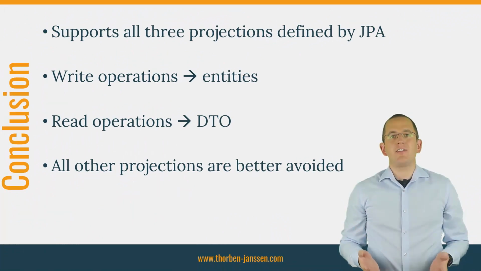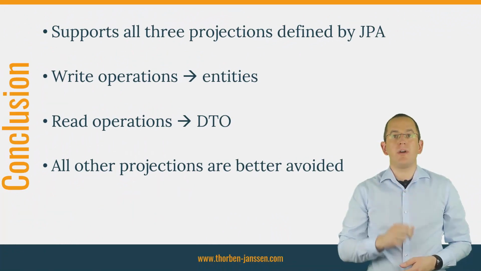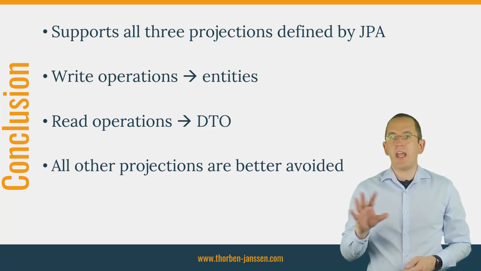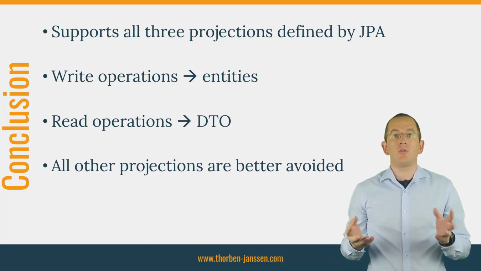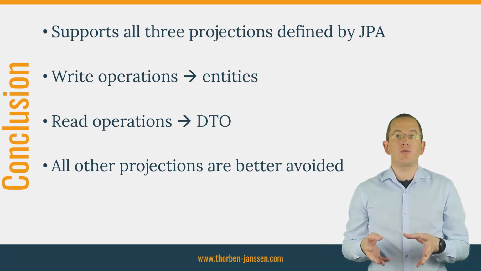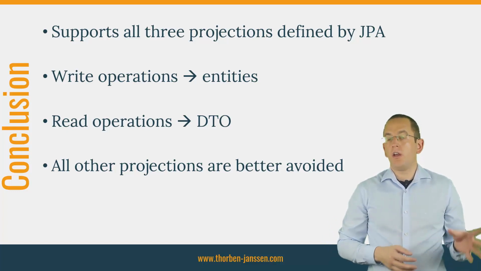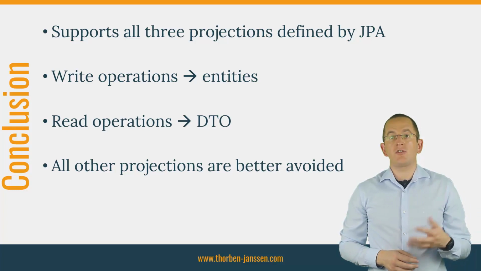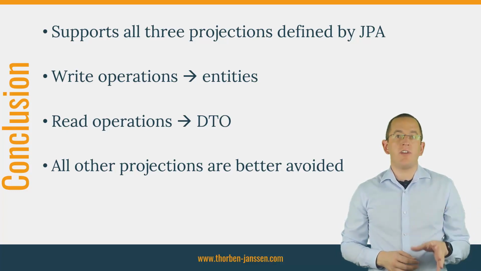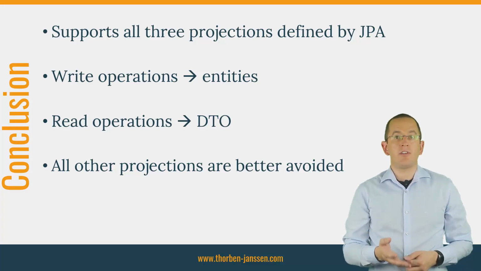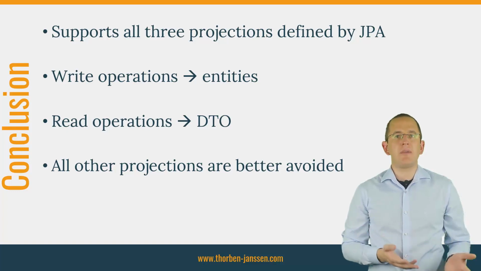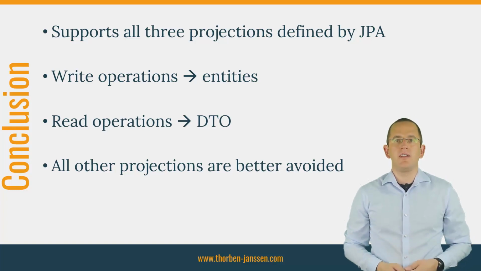Spring Data JPA supports all three projections defined by the JPA specification. Entities are the best fit for write operations. Moreover, you should use a class-based DTO projection for read operations. All other forms of projections are better avoided. Scalar value projections are very uncomfortable to use and make your code hard to maintain. Interface-based DTO projections don't perform well because they fetch entities and map them in an additional step.